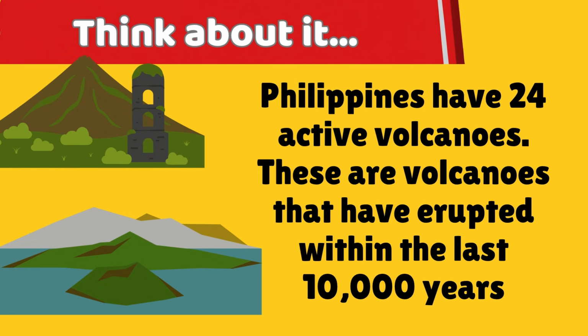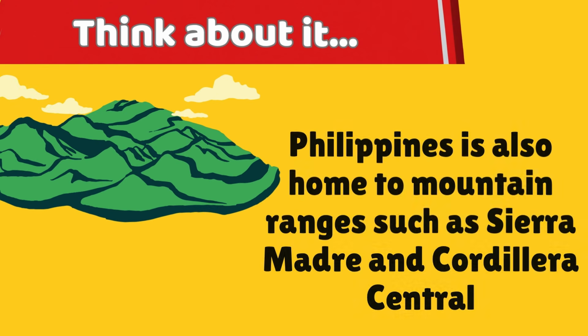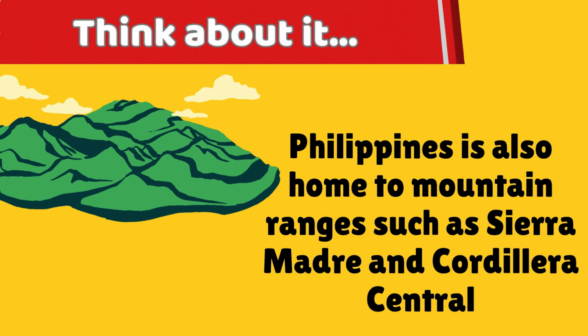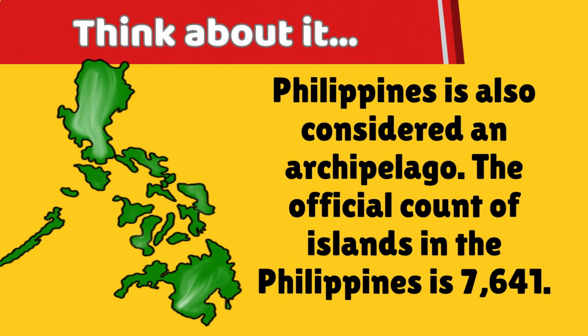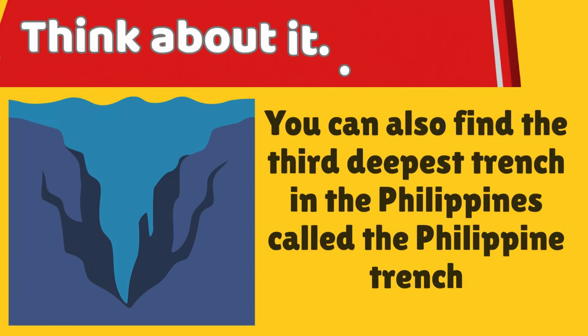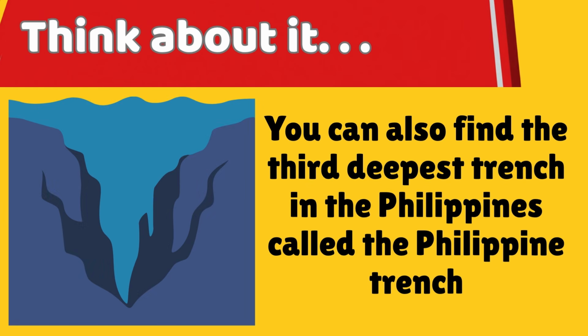Think about it. The Philippines has 24 active volcanoes. These are volcanoes that have erupted within the last 10,000 years. The Philippines is also home to mountain ranges such as Sierra Madre and Cordillera Central. The Philippines is also considered an archipelago. The official count of the islands in the Philippines is 7,641. You can also find the third deepest trench in the Philippines, called the Philippine Trench.